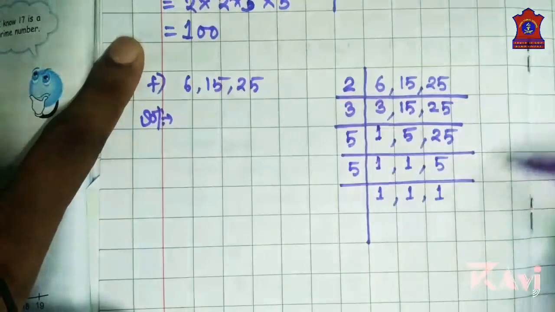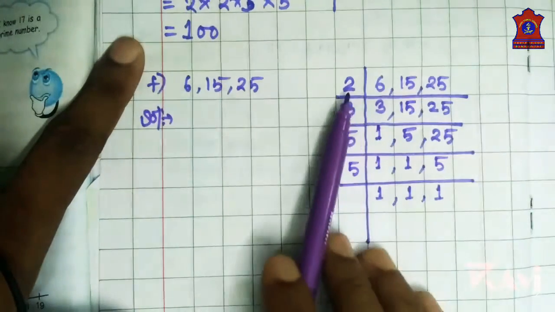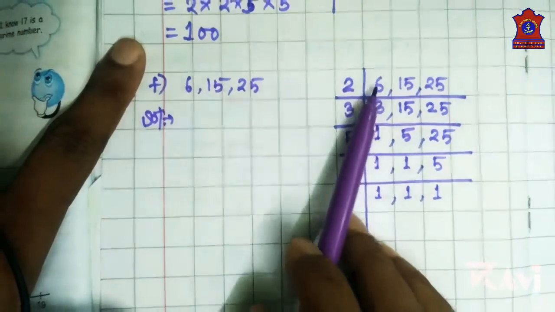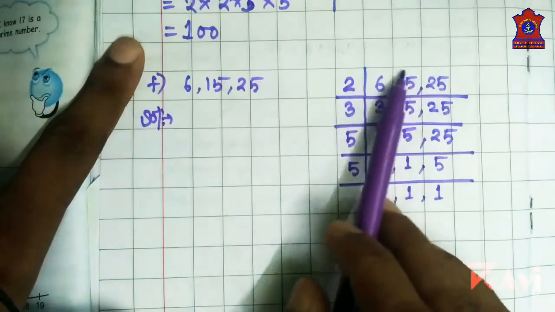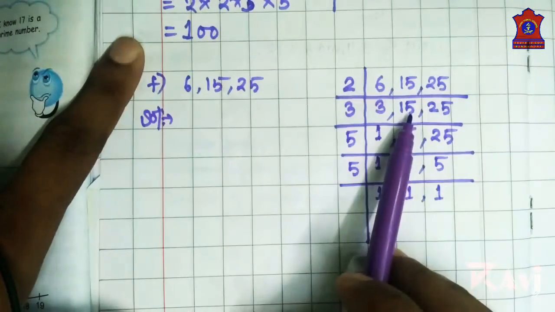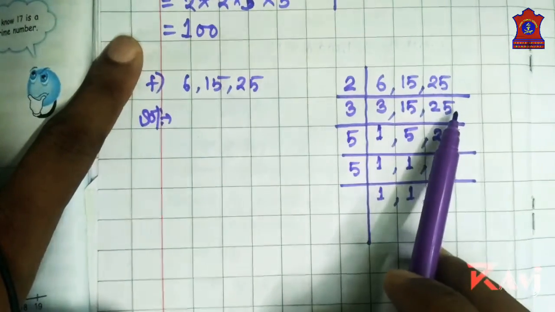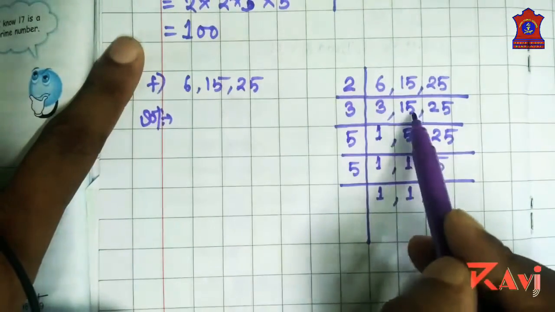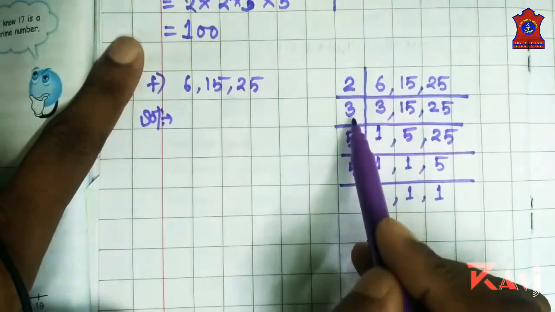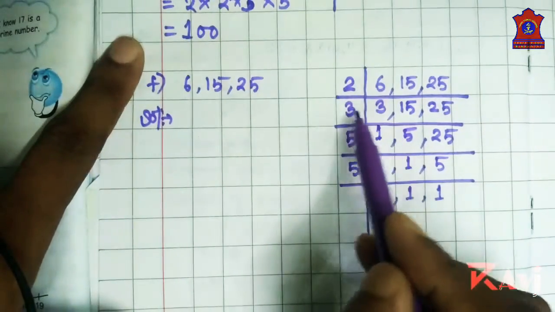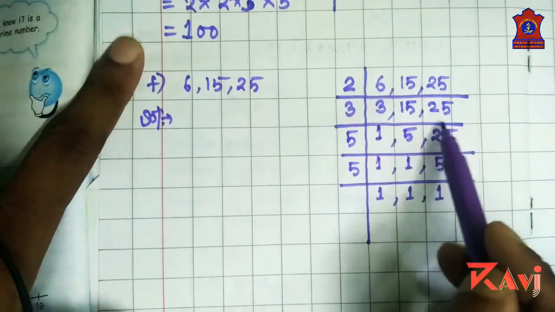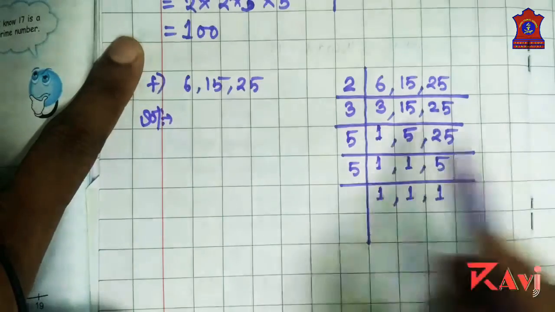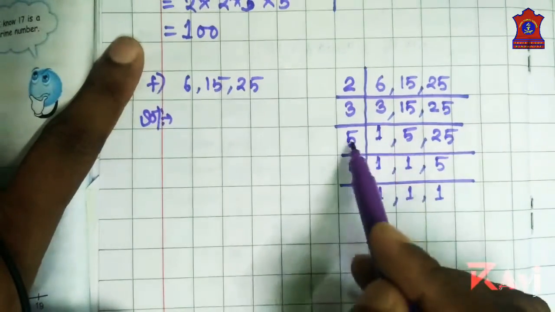Once again, we'll check the LCM by division method. We have taken 2 as the prime factor. 2 3s are 6. 15 is not divisible by 2, so 15 will remain 15. 25 is not divisible, so 25 will remain 25 only. Now, 3, 15 and 25 are not divisible by 2. So we have taken 3. 3 ones are 3. 3 fives are 15. 25 is not divisible by 3. So 25 will be written as it is. Now 5 ones are 5.